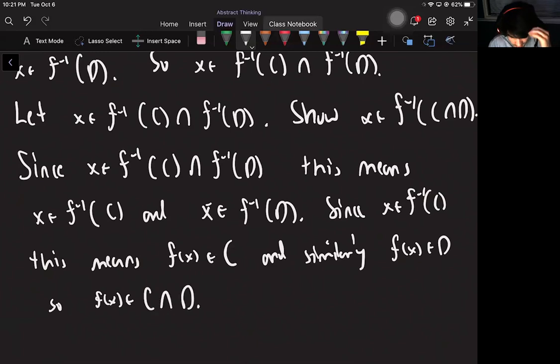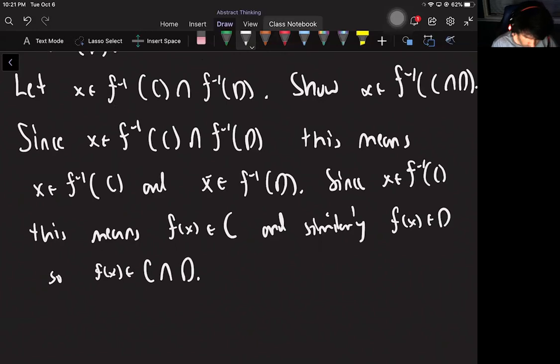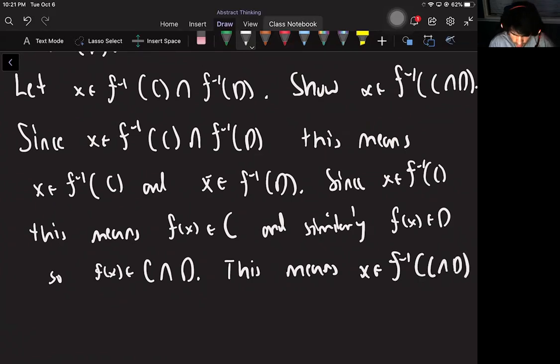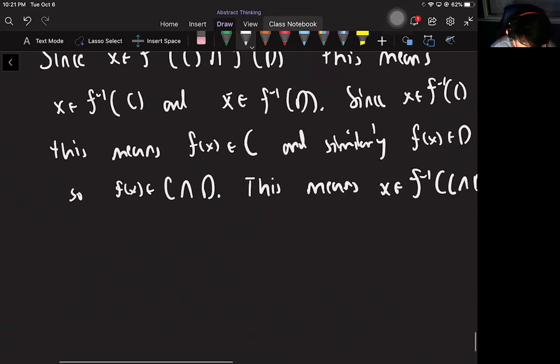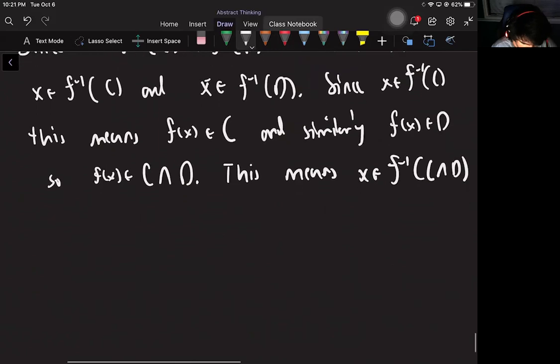So x gets sent to the intersection, that just means it's in the preimage of the intersection. And again, that's the definition of preimage. This means that x is in the preimage of C intersect D automatically. That's just the definition. Okay, so we've shown what we wanted to show. I'll leave it to you to finish the proof, but you basically just have to write that there. Then the sets that we were looking at are equal.